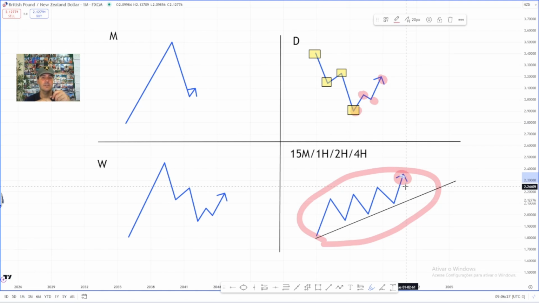Yes sir. You might write this down. When I look at the smaller time frames, the trading time frame, what is the trading time frame? The trading time frame is the time frame that I'm trading from. Some of you are on the 15-minute chart, some of you are on the 1-hour chart, some of you are on the 2-hour chart. Me personally, I'm on the 4-hour chart.